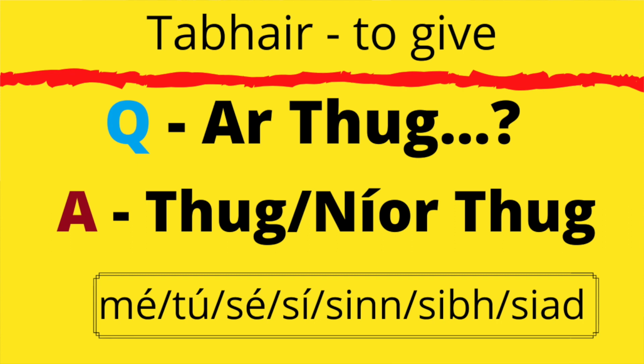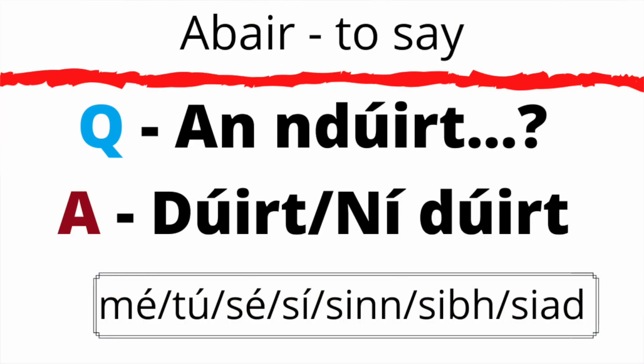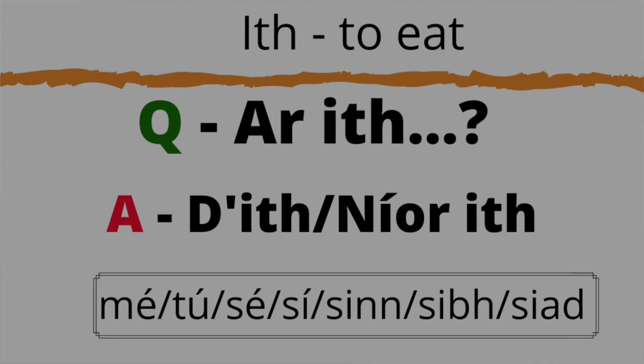Our next one is abair. Abair is the Irish verb to say. An ndúirt, did you say? Dúirt, ní dúirt are the potential answers. Ith is the Irish verb to eat. Ar ith, did you eat? D'ith or níor ith, they're the two potential answers, I ate and I didn't eat.